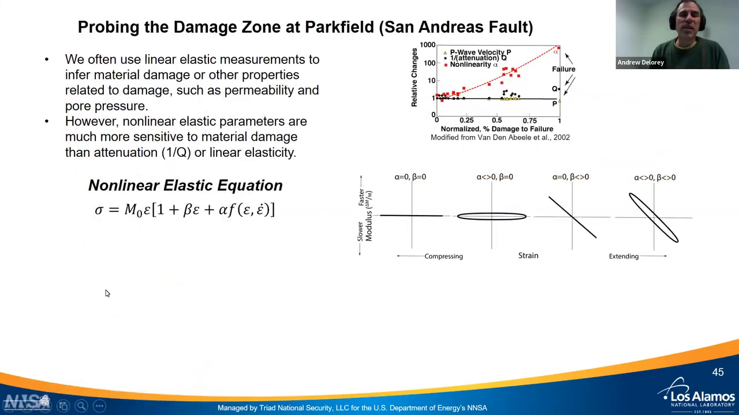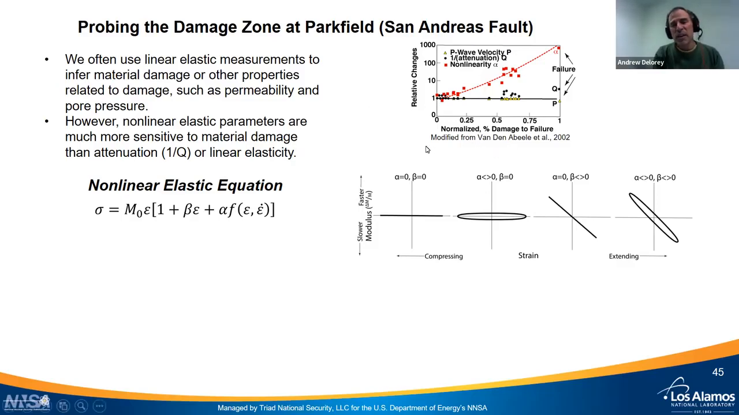So the other study that I'm going to talk about today is on the San Andreas Fault. We often use linear elastic measurements to infer material damage or other properties related to damage, such as permeability and pore pressure. However, nonlinear elastic parameters are much more sensitive to material damage than attenuation or linear elasticity. And we can see this over here.